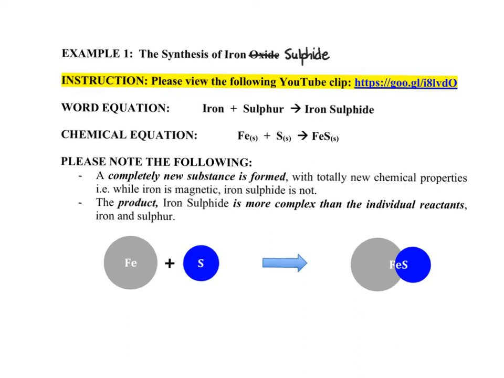But we represent the reaction symbolically, or should I say in a particle diagram, very simply. We take one iron atom plus one sulfur atom, and it is going to produce a more complex iron sulfide molecule. So because the product has a more complex structure than the reactants, this is a synthesis reaction.